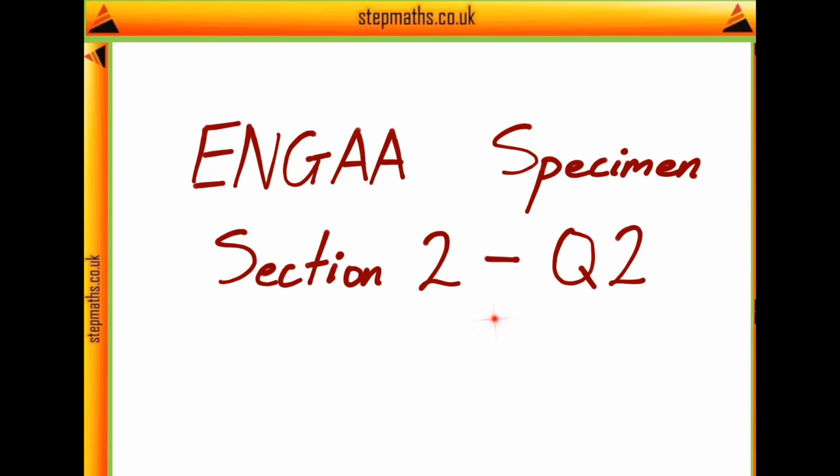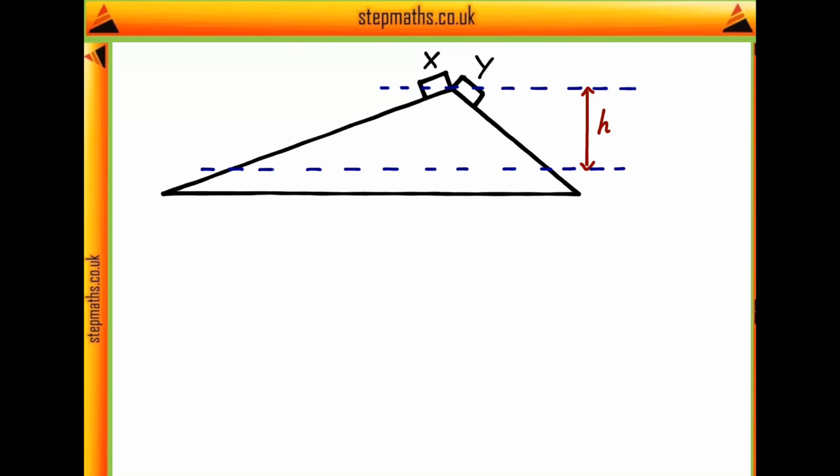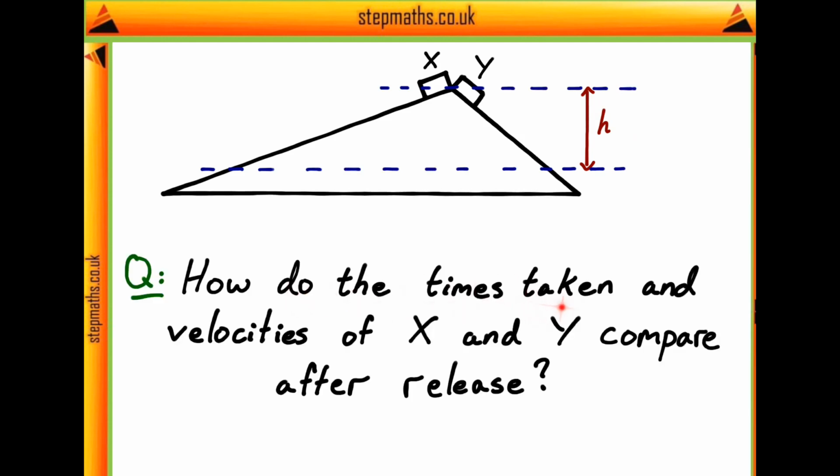Here we're going to look at question 2 from section 2 of the ENGAA specimen paper. In this question we're given two different blocks, x and y, placed at the top of two different slopes. We're told that they slide down these smooth slopes at a height h. The question asks us, how do the times taken and the velocities of our two masses, x and y, compare after they've been released and after they've slid down to this height h?